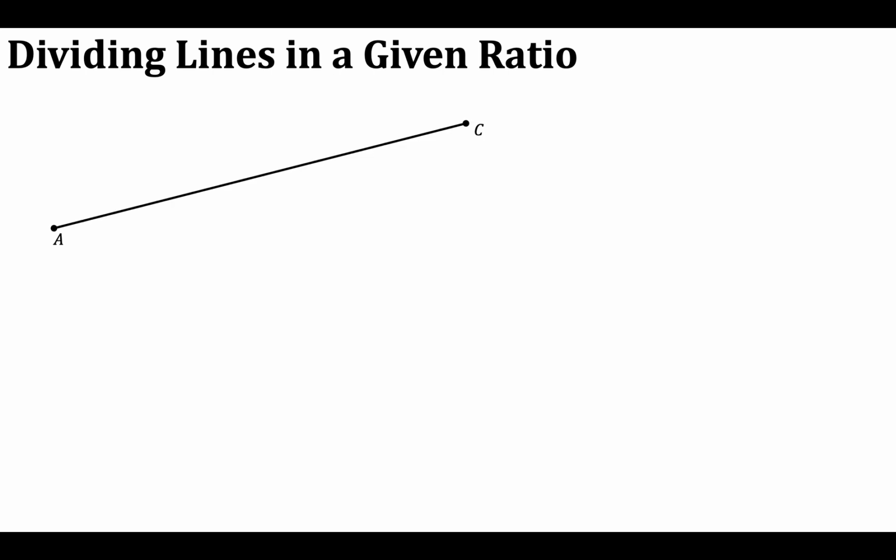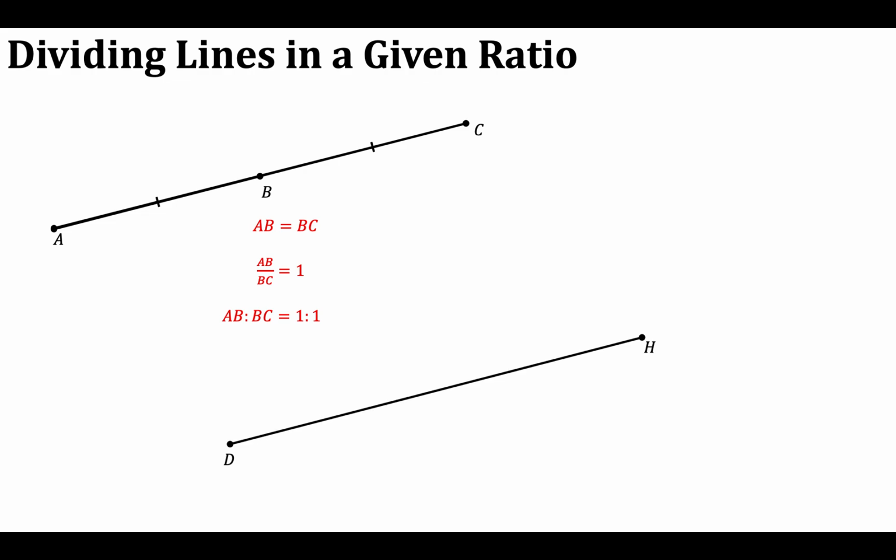So say we have this line AC and AC is split by a point B. And I'm going to tell you that AB and BC are equal to each other. So those are the same length. Well, that means that AB over BC is equal to 1 over 1, which is 1. So that means that the ratio of AB to BC is 1 to 1. So we have a 1 to 1 ratio because AB and BC are equal to each other. Let's have a look at a different example.